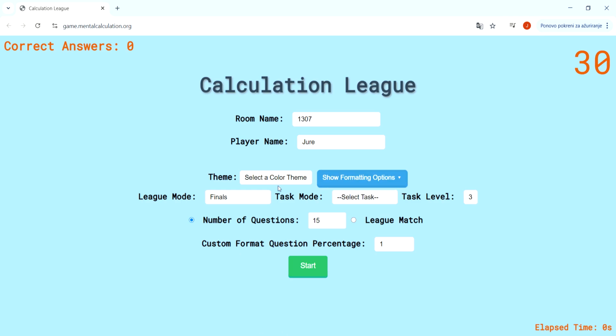So here I put finals mode, 15 questions, and the reason why I didn't put 0% is that I tried putting 0% and it just gave me some custom format questions, so I will try to put 1%, and even if that one question happens, it's okay. But yeah, I think something glitched, but not important. I will start now and then explain my thought process afterwards.